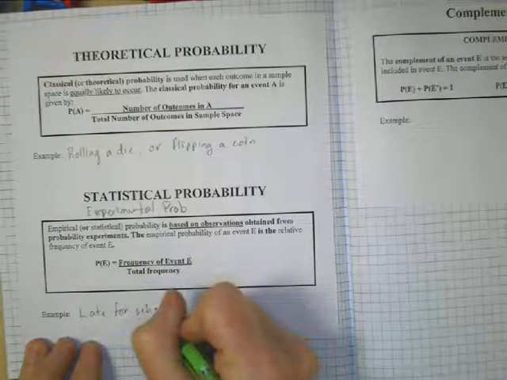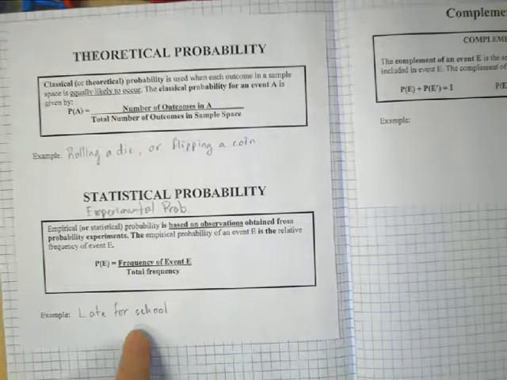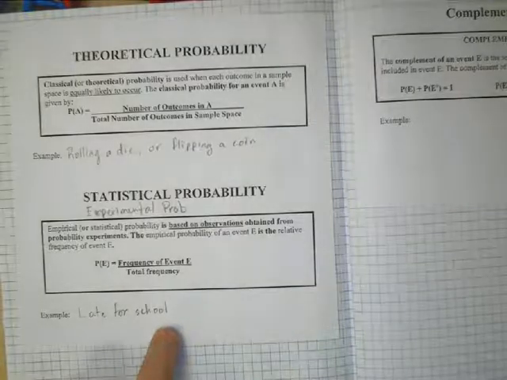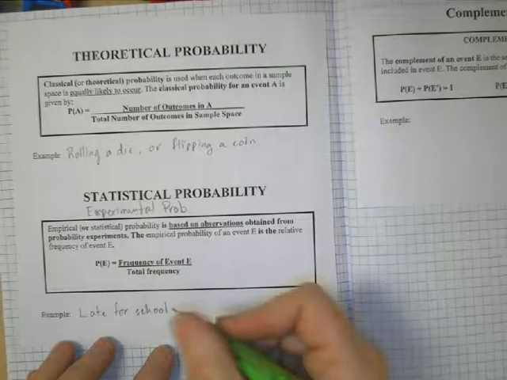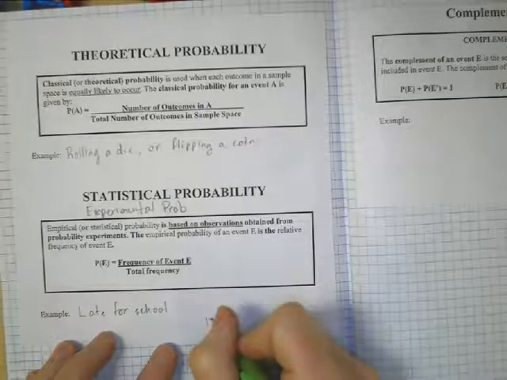You can't just say there's a 50% chance that Ms. Castro is going to be late for school, because you have to take a bunch of observations. So maybe, for example, there are 180 school days.